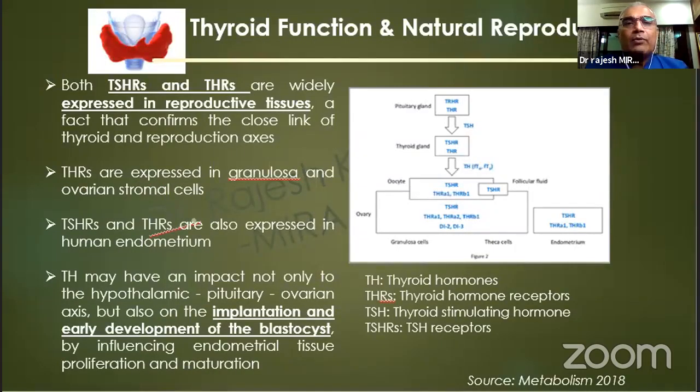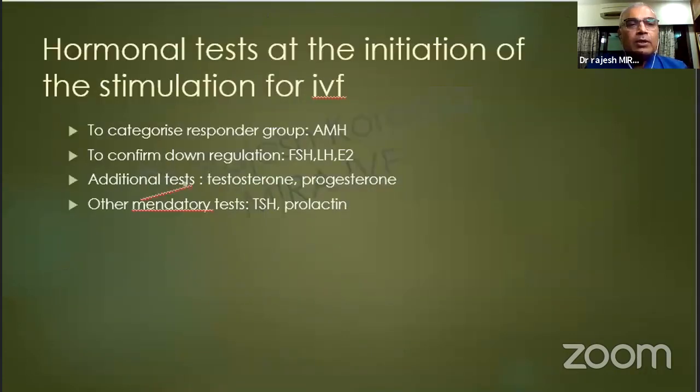This is about the thyroid. We all know thyroid receptors are widely expressed in reproductive tissue, and thyroid hormone may have an impact not only on the hypothalamic pituitary ovarian axis, but also on the implantation and early development of the blastocyst by influencing endometrial tissue proliferation and maturation. So now, the last two slides.